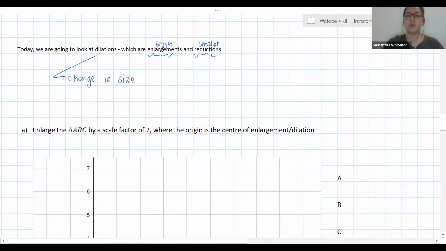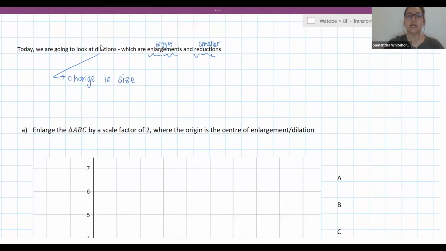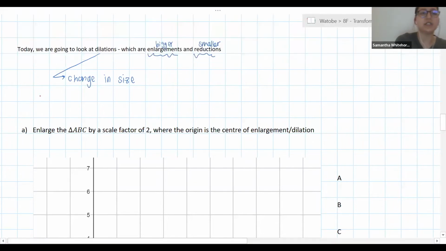Now, one of the important things that we need to know when doing dilations or enlargements and reductions is what we call a scale factor. Basically, a scale factor tells us how we change the size. So am I making it twice as big? Am I making it 4 times as big? Am I making it a half? Am I making it a quarter of the size? How much bigger or how much smaller am I making the shape?